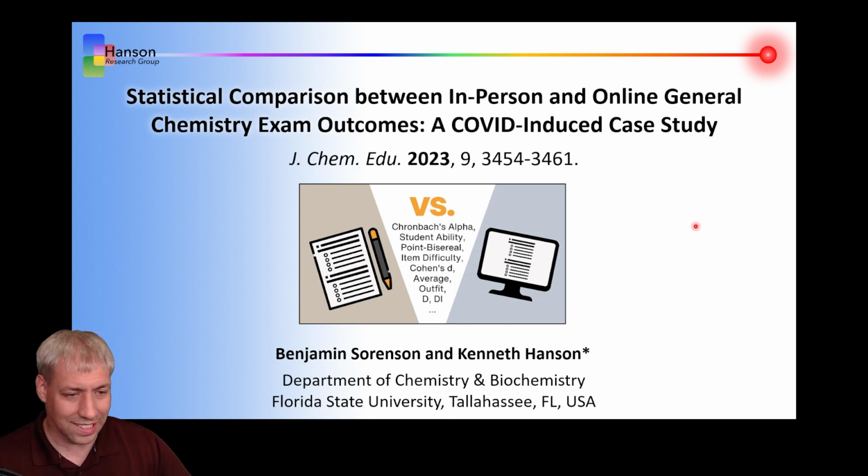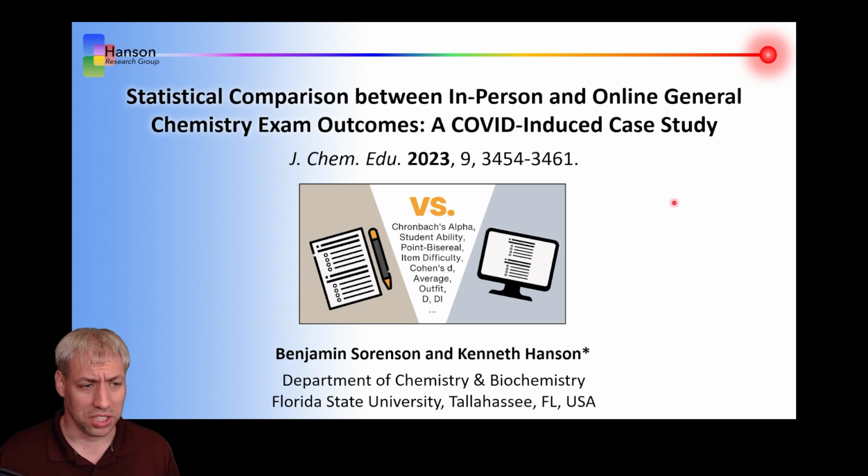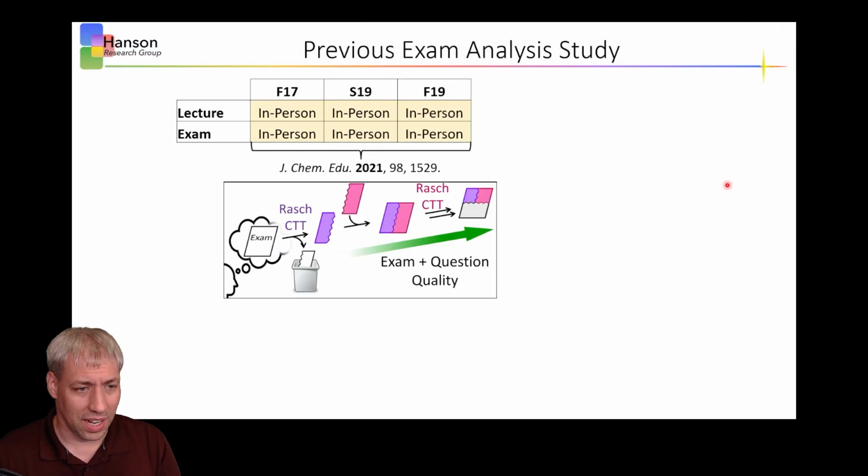Hello everyone. This is our video abstract for a recent publication in the Journal of Chemical Education called Statistical Comparison Between In-Person and Online General Chemistry Exam Outcomes, a COVID-Induced Case Study. But before diving into that paper, I just have to give a little bit of context.